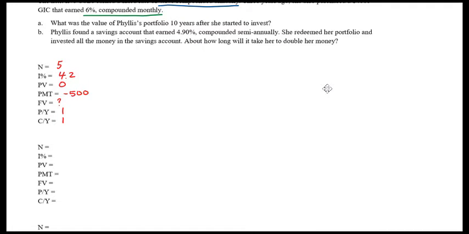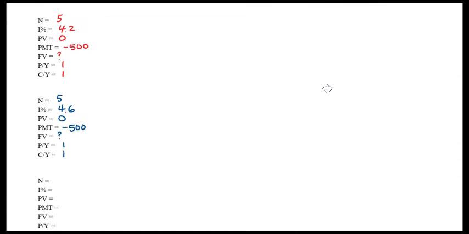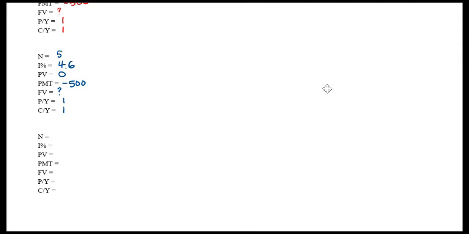For the second part, 4.6% interest rate annually for 5 years. N is 5, present value is 0, payment is another 500, future value unknown, and it is still annual, so it will be 1 and 1 for the last two. The next one is the GIC.